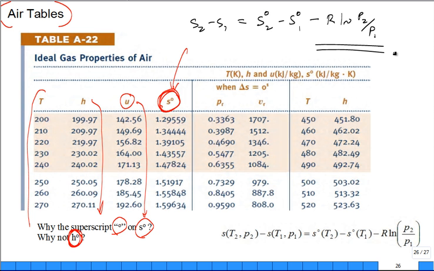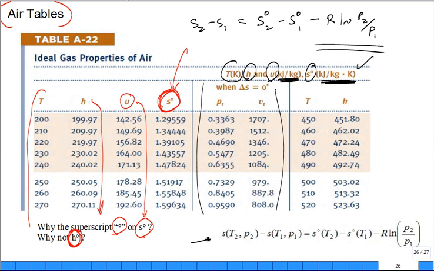So, here's temperature in Kelvin, H and U in kilojoules per kilogram, S naught in kilojoules per kilogram Kelvin. They tell you the units up here. What about these two extra columns? Glad you asked. We'll talk about that later. Here's the equation. I didn't really need to rewrite it, did I? It's typed out right there. Make sense?